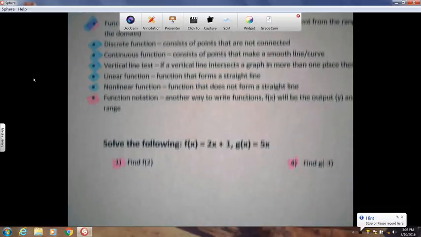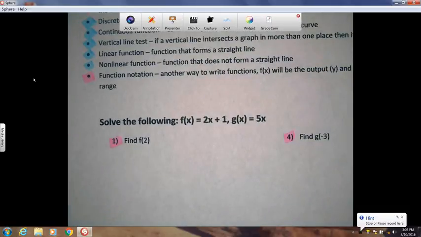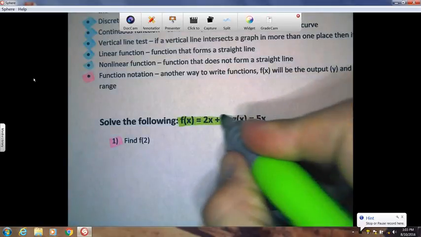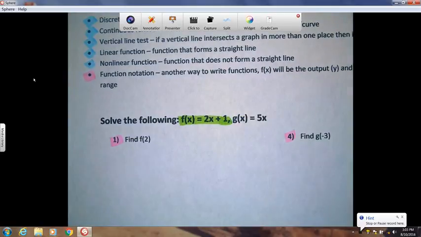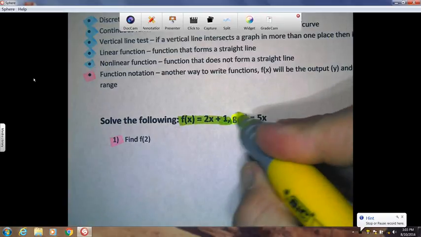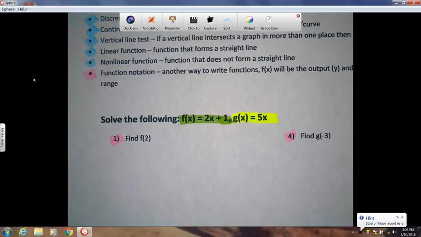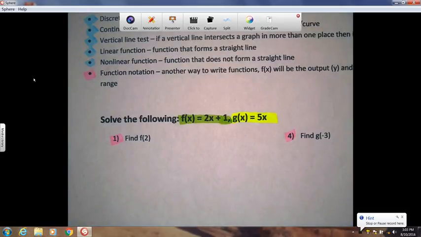So here are a couple functions. Here's my f function. And remember, a function is just a type of relationship. And here's g. So I have two different ones. So number 1, I'm trying to find f of 2.